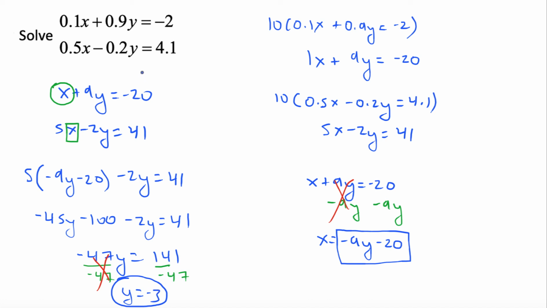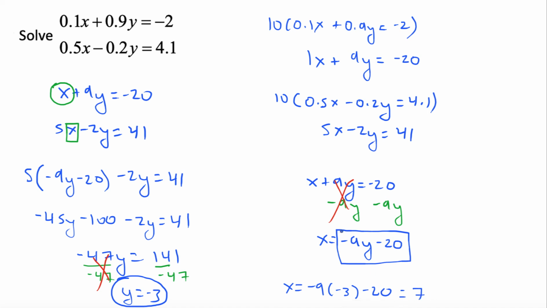Remember, we are not. These are linear equations. We have to give the answer in terms of x and y. There must be some corresponding x value when y is equal to negative 3. How are we going to find it? The best thing to do is just plug it back in here. Notice x is negative 9 times y minus 20. So x equals negative 9 times negative 3 minus 20. This is positive 27. 27 minus 20 equals 7.